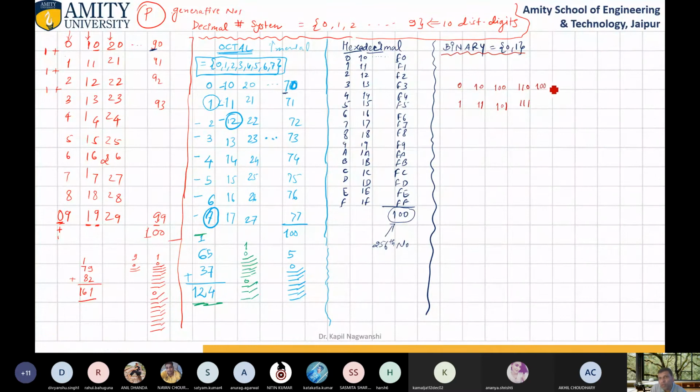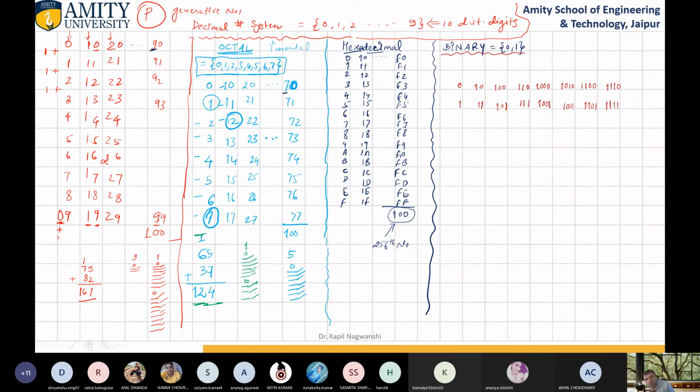1000 will appear, fine, and after that 1001, then 1010, then 1011, then 1100, then 1101, then 1110, then 1111.